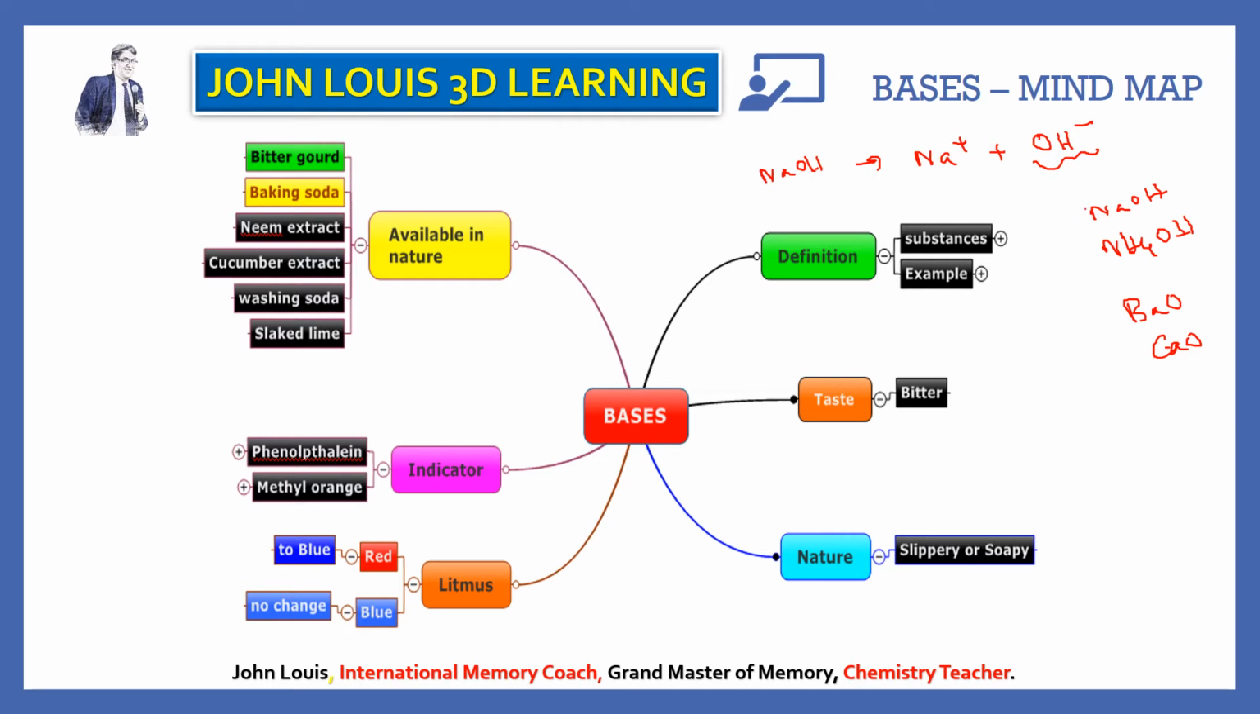So how are they classified? They are classified into strong and weak. For example, sodium hydroxide is a strong base, whereas ammonium hydroxide is a weak base. So what is meant by strong and weak? Strong means when it dissolves in water, it completely ionizes into positive ion and negative ion. Weak means when they dissolve in water, they partially ionize, not fully.